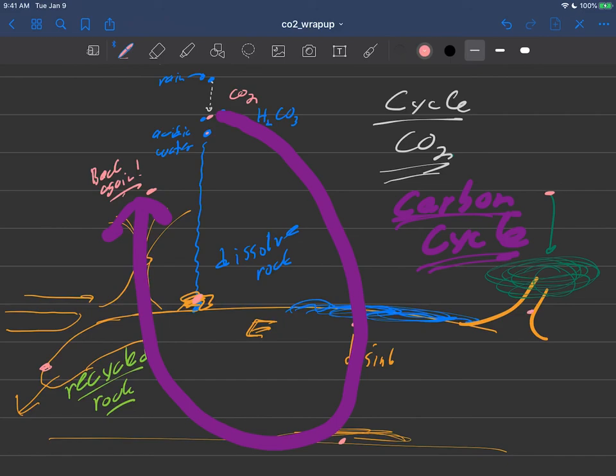And of course, what happens to the tree? Well, it eventually dies or burns or whatever it does and makes it down into the ground again. But the point is that it's no longer in the atmosphere. So you just see there's this cycle, this carbon cycle. Okay, so I'll talk a little more formally about the carbon cycle in the next video.